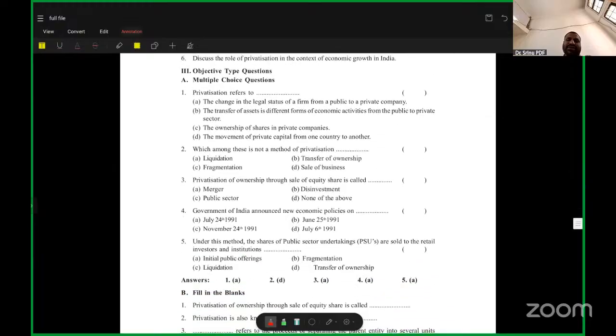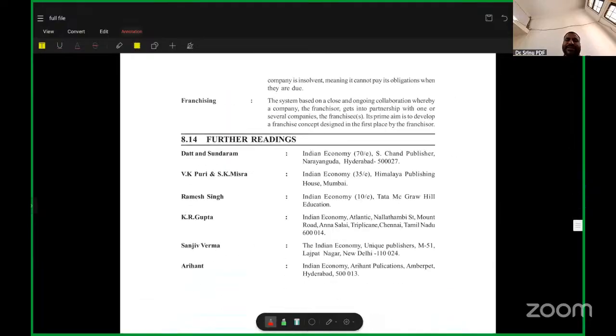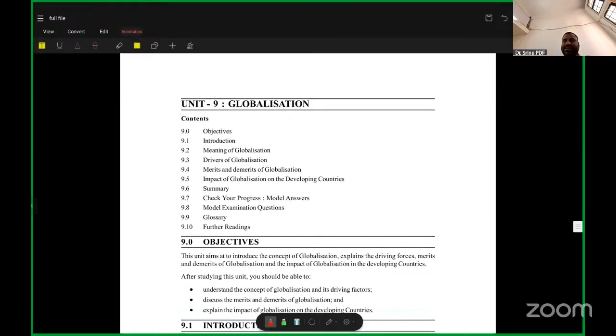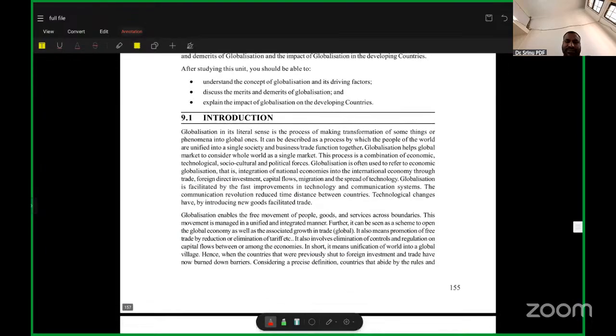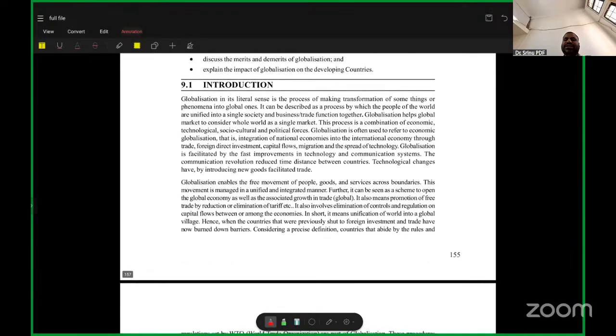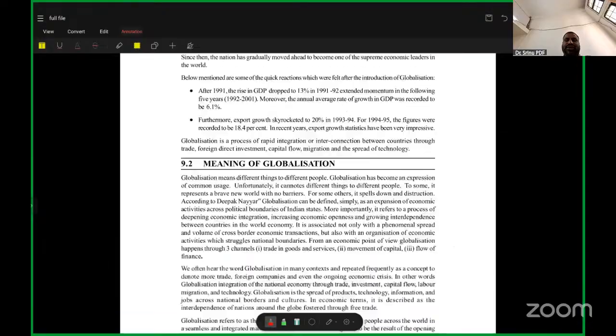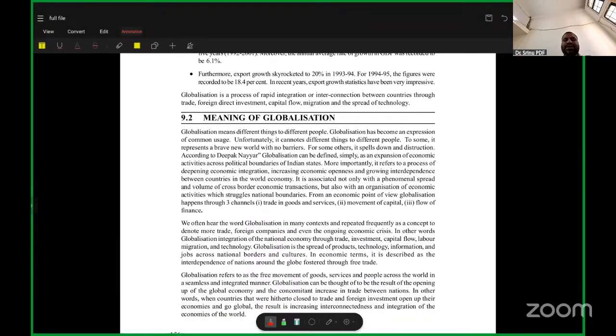This is privatization. Next one is globalization. What is the meaning of globalization? Globalization, in the literal sense, is the process of making a transformation from something to a phenomenon of global ones. It can be described as the process by which people around the world are unified into a single society, functioning together on the business side. Globalization means different things to different people. Globalization has become an expansion of common usage.